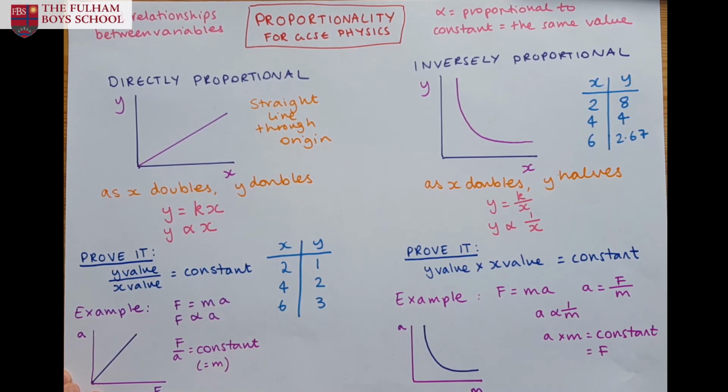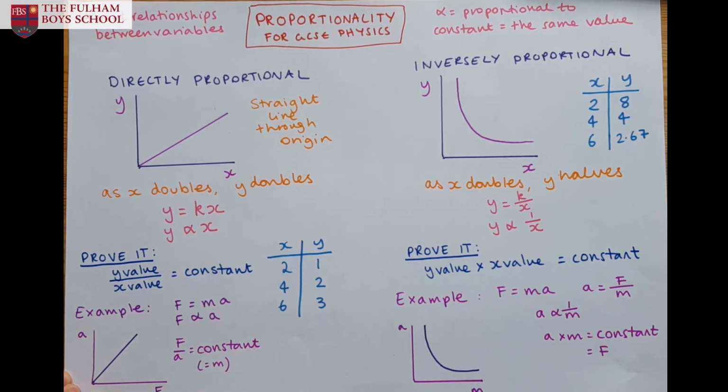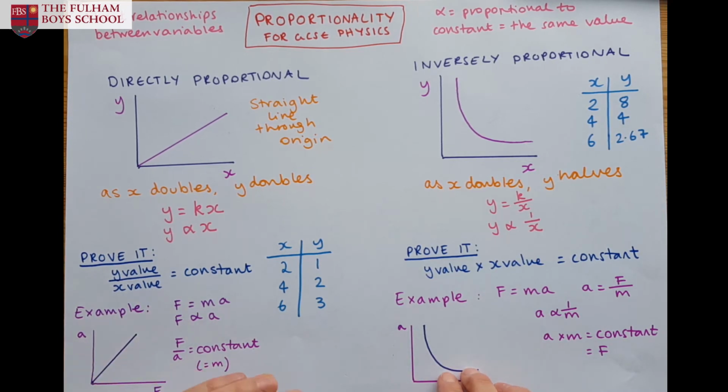You can talk about the gradient a little bit, because the gradient of these graphs is the y value divided by the x value if it's a straight line through the origin. So the gradient of this is a over F. So the gradient is 1 over m. That's a bit further down the line maybe.